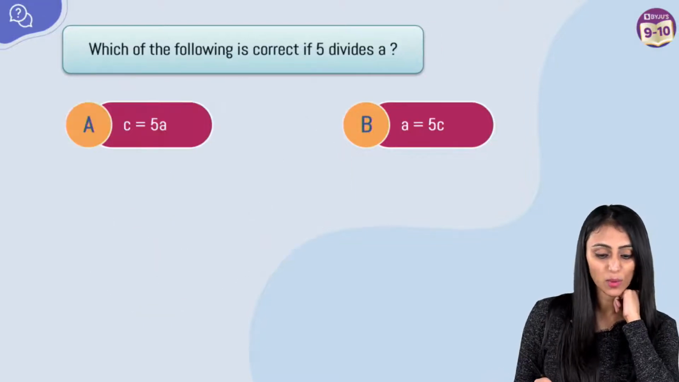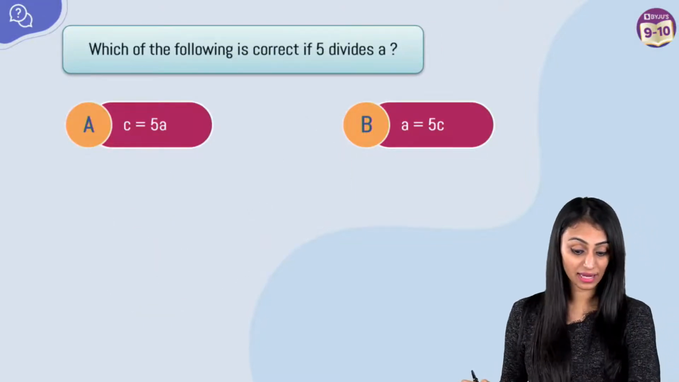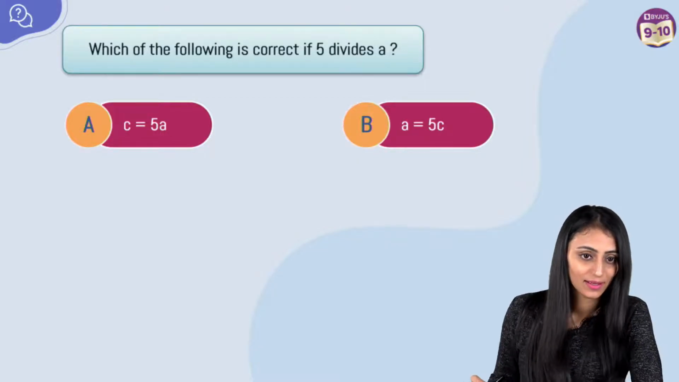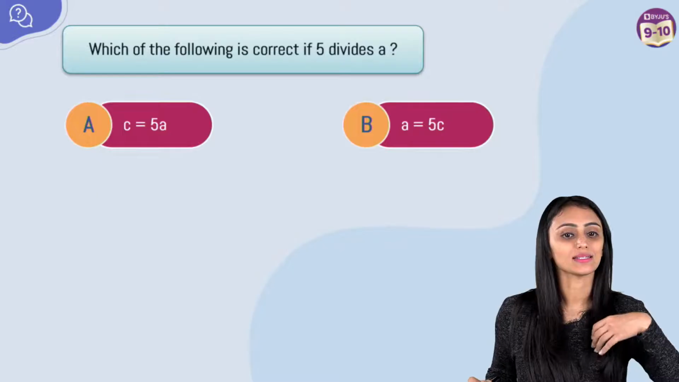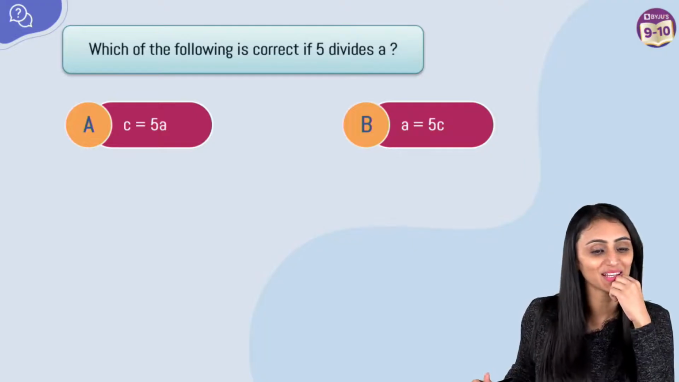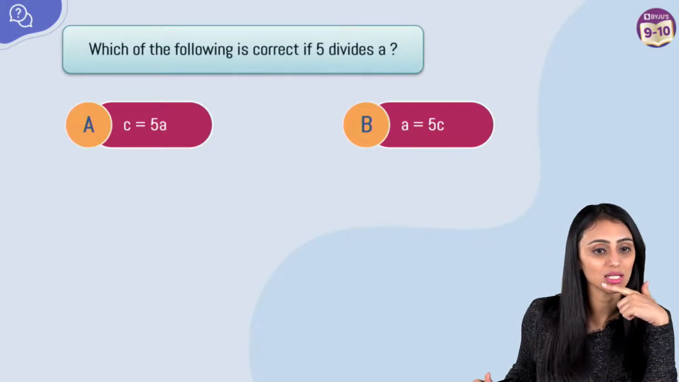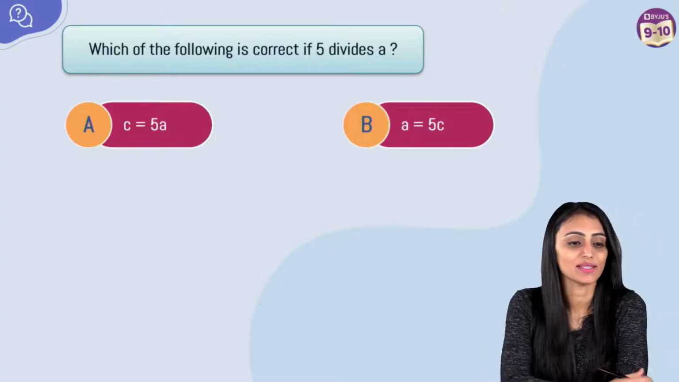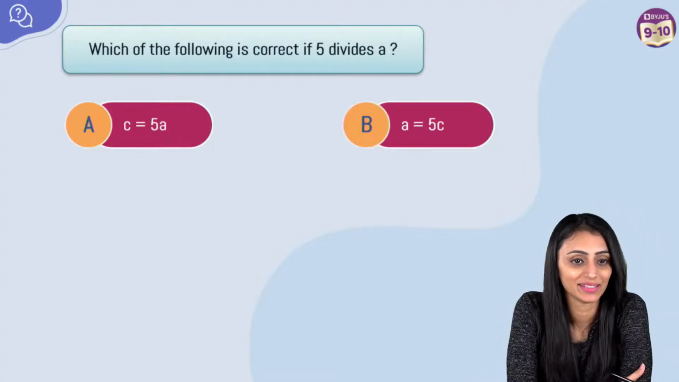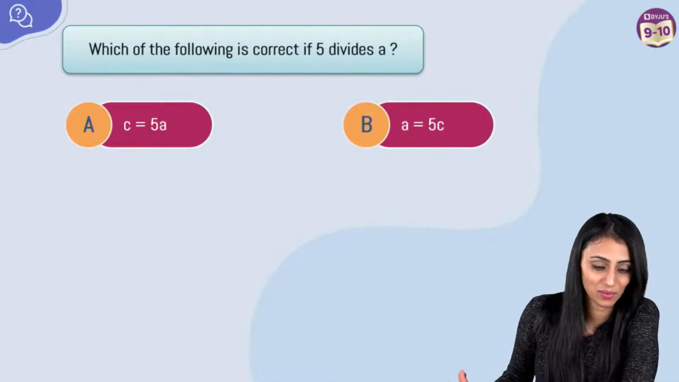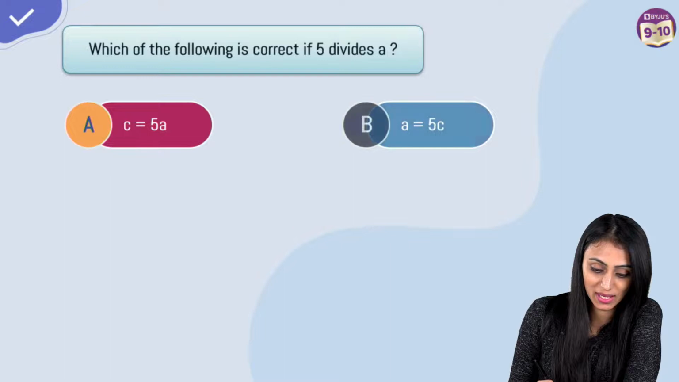Alright, let's try out one more question. Which of the following is correct if 5 divides A? Option A or option B? Quickly tell me. Yes, Sonali, obviously true. Yes, hi Sachin. Yes, hi bread. It definitely divides, but which is the right answer? Everyone is saying B. Let's check the answer. So yes, it's option B.